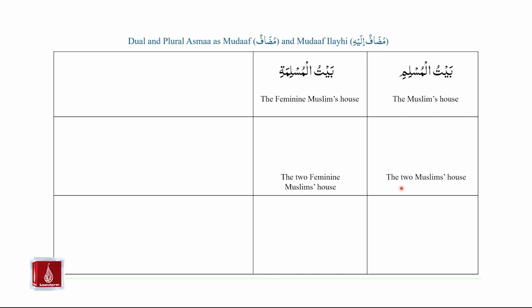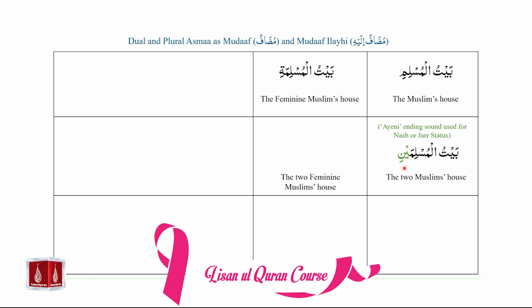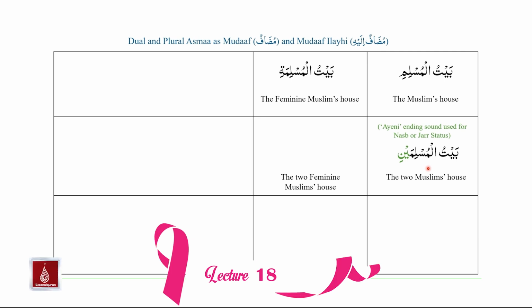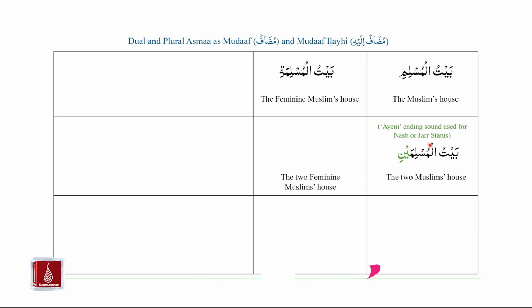In the first case, we will have Baitul Muslimaini. The two Muslims are owning the house. The house belongs to the two Muslims. So, the two Muslims, or al-Muslimaini, will be mudaf ilayh and baytu will be mudaf. We are using al-Muslimaini here because we have to indicate jar status. For dual asma, the ani ending sound indicates rafa status and the aini ending sound will indicate nasab or jar status.